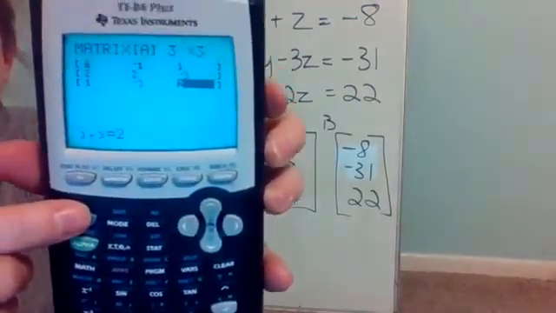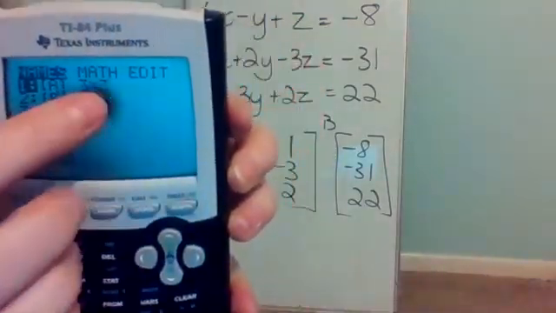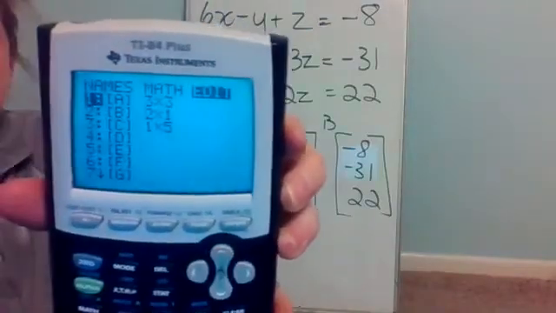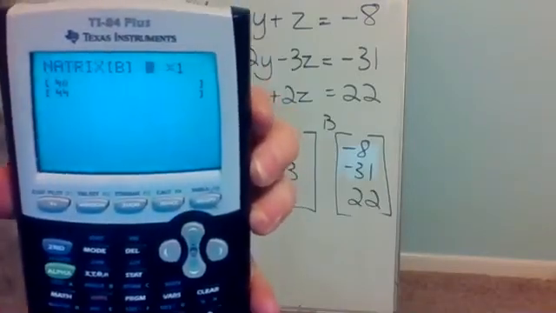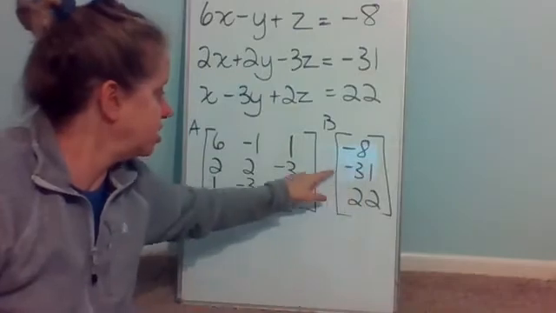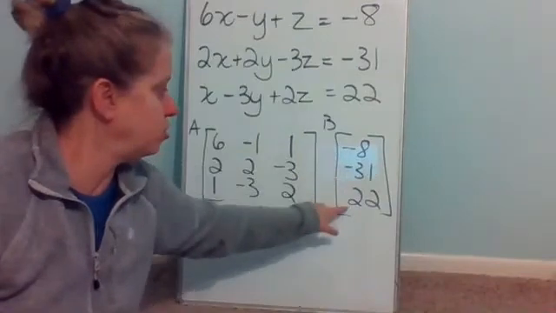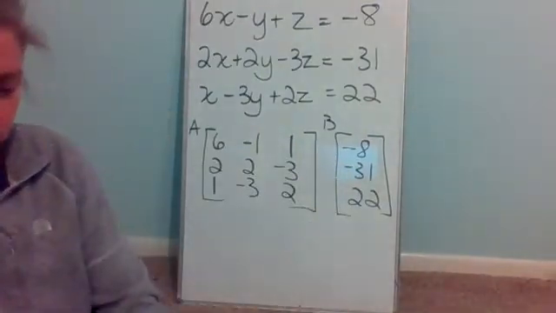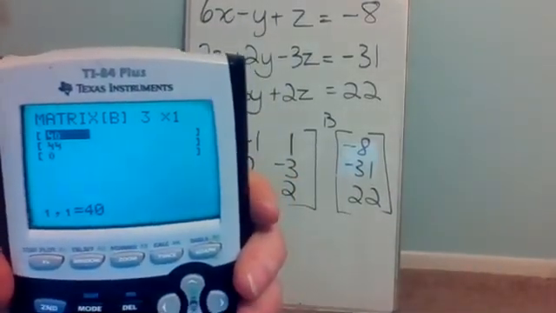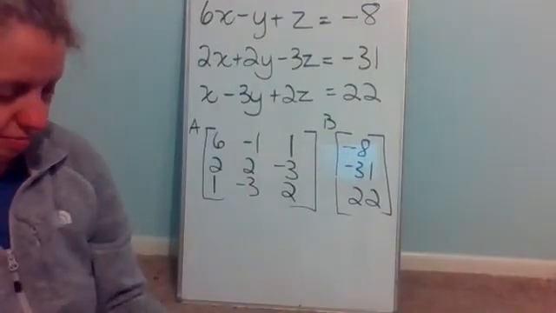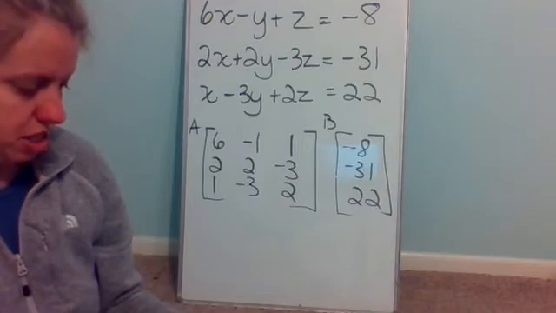Now, got to edit my matrix B. So second matrix. Now I'm making a new B, right? So go over to edit and go down. Don't forget to go down to B and hit enter. Now we need to tell it to change from 2 by 1. Now I need to change it to 3 by 1. So 3, enter, 1, enter. And then enter your numbers. Negative 8, negative 31, and 22.